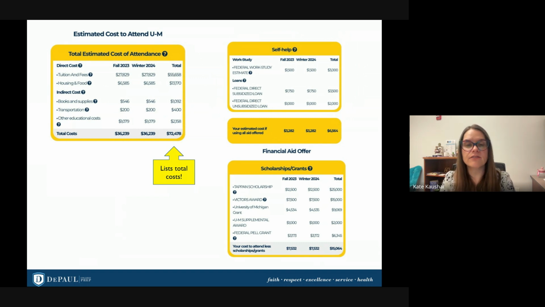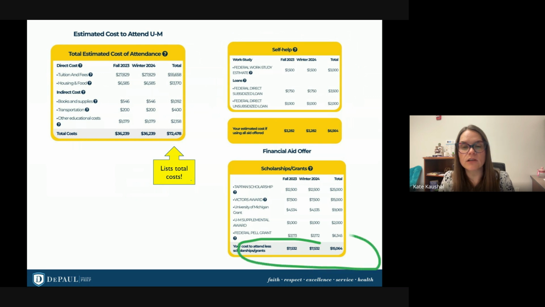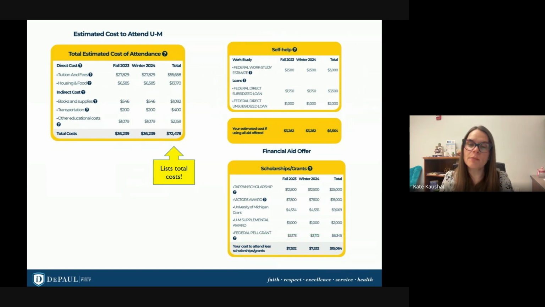Next, they have your financial aid offer below. So it has your scholarships and grants. And there's several scholarships and several grants on here. So the total cost of the school after all of these grants is really nice. So they say if you don't want to take out loans, this is what's left over. 15,064. So that's a good number that we want to start with, is like, how much is left if I don't take out loans? And we see that's not terrible.